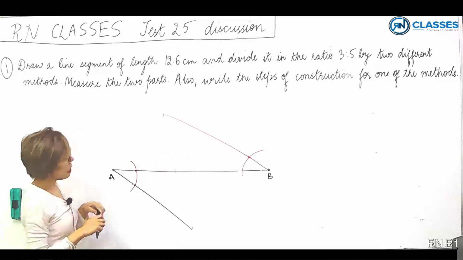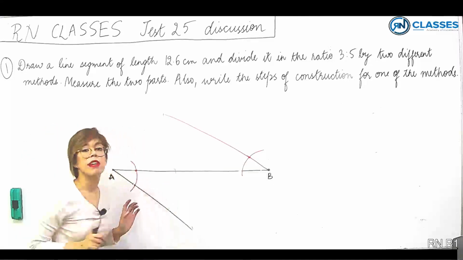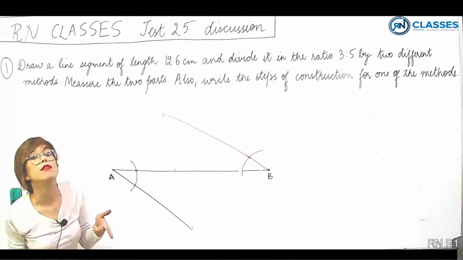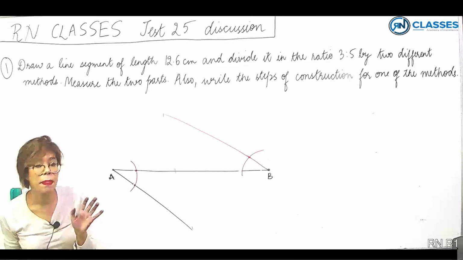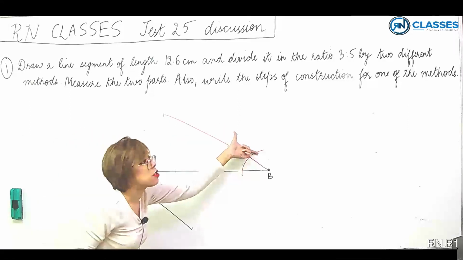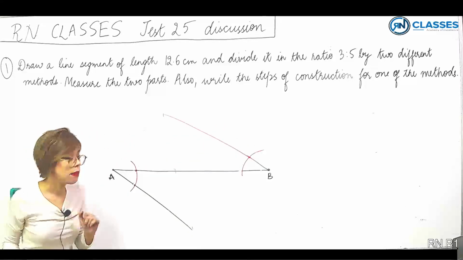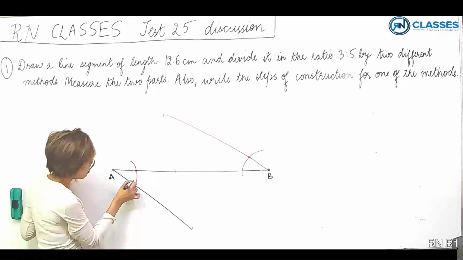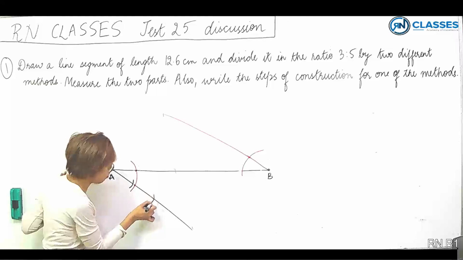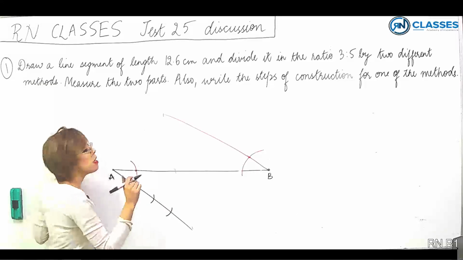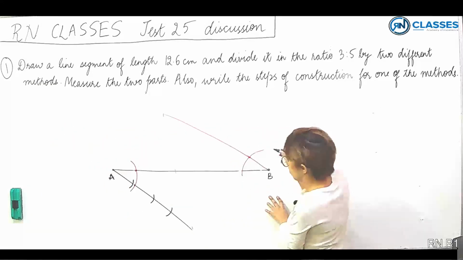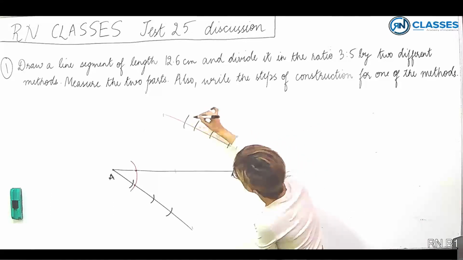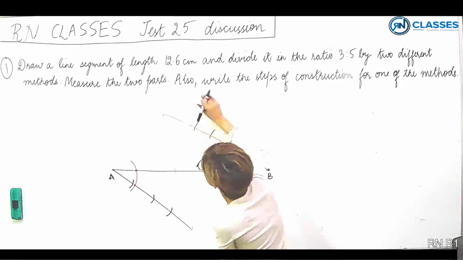Now, I need to make sure that this by this is 3:5. In similar triangles, we know that the ratio of corresponding sides is equal. So suppose this by this is 3:5. How do I do that? I will cut 3 equal arcs. Obviously, 1, 2, 3. So 3 parts are made. Now with the same length, I'll cut 5 arcs: 1, 2, 3, 4, 5. Oh, this came too close. Take it farther.